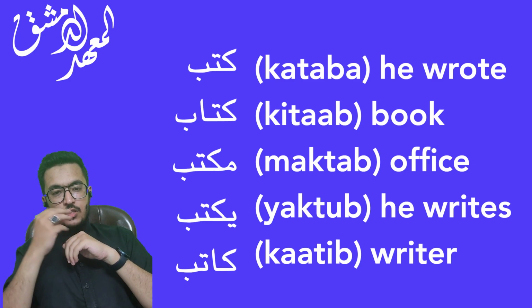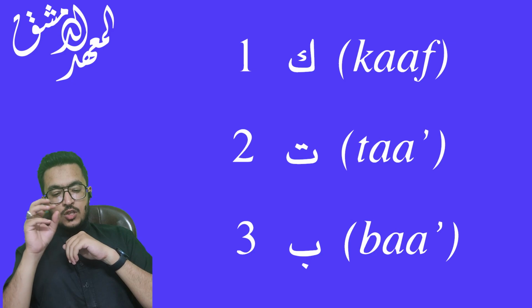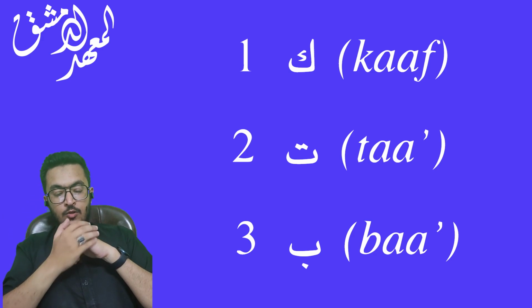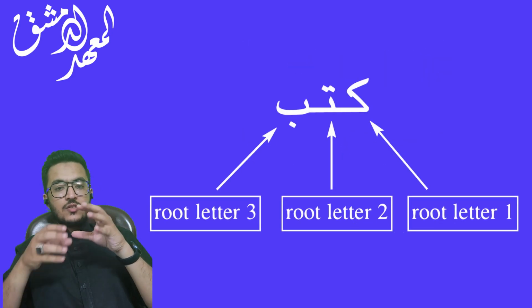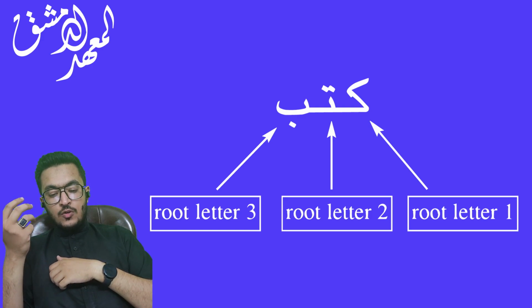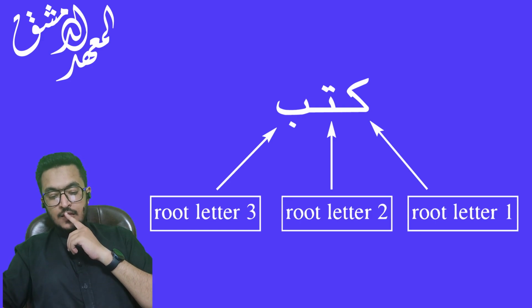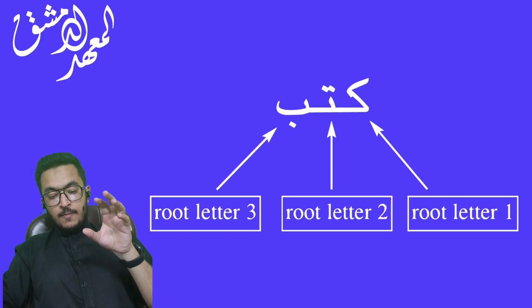They have a similarity, which is the three Arabic letters that appear in each of these words: kaf, ta, and ba. Notice that these letters appear in a pattern. You must have noticed that kaf comes first, then ta, and finally the ba. These three letters in this order are the root. So root letter 1 is kaf, root letter 2 is ta, and root letter 3 is ba. Sometimes there are other letters as well as the root letters, but the root letters will always appear in the same sequence.